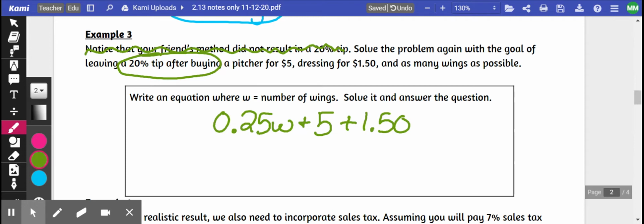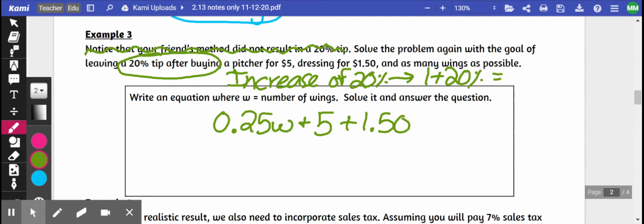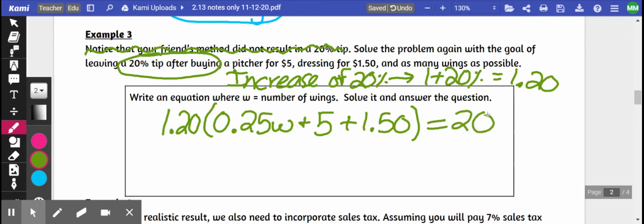And when we think of a tip, it is an increase of 20%. So that means that we're going to have 1 plus 20% or 1.20. So we're going to be using our multipliers. Everything will get multiplied by 1.20, and that will equal your total amount that you have to spend. So this is your equation.